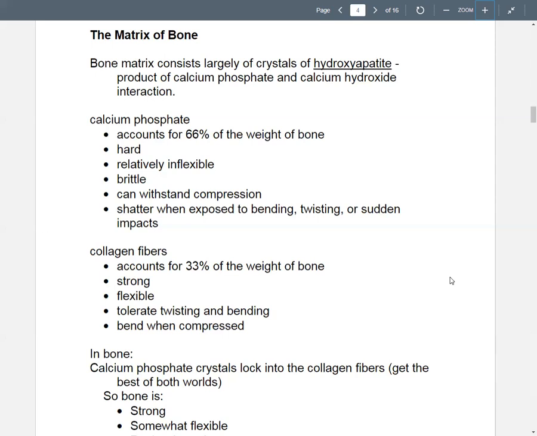So you also have collagen fibers. So the other 33% of the weight of your bones is made up from the collagen. It's strong and flexible and does allow for some twisting and bending. And when it's compressed, it bends. So you want some collagen in your bone, but you need some ability to move a little bit, but we wouldn't want your bone to be all made of that, because then your bones would just flop around.